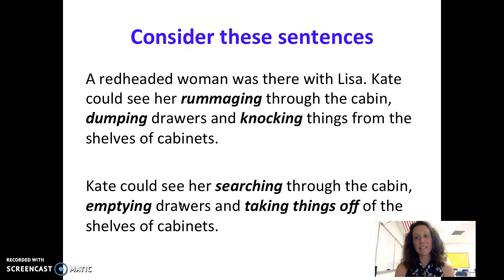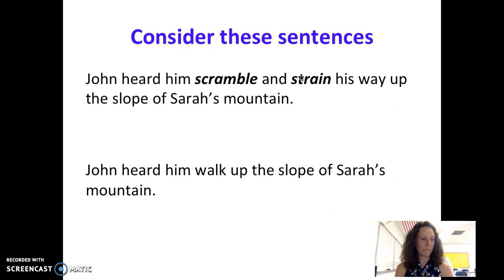It's a very different sentence, and it paints a very different picture in the reader's mind. That is what diction is. These words are really expressing the scene to us. I can almost think of it like a movie, and that's diction. All right, take a look at the next example. I'll tell you that the word strain means esforzarse.